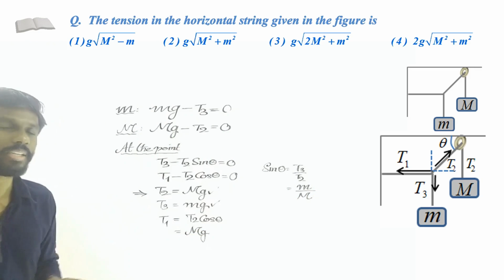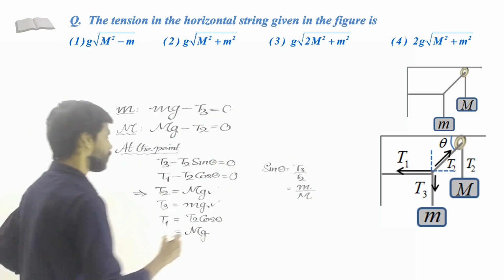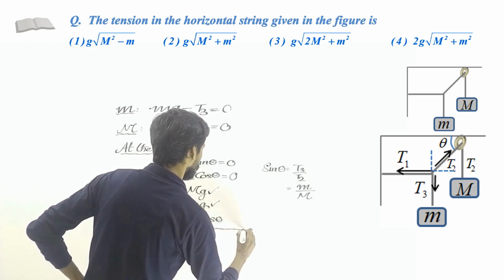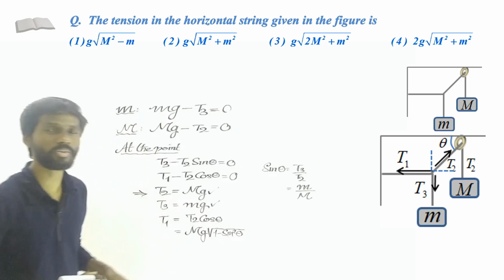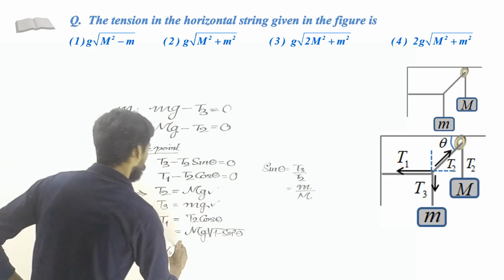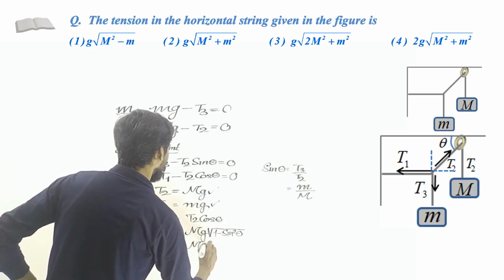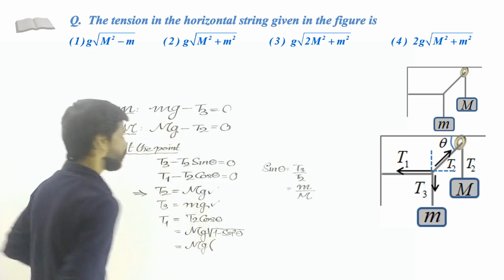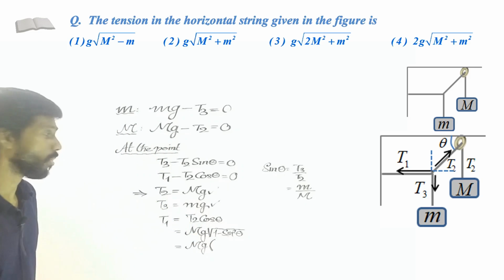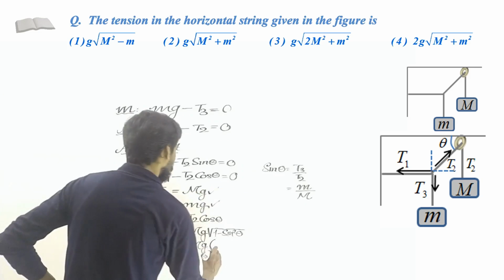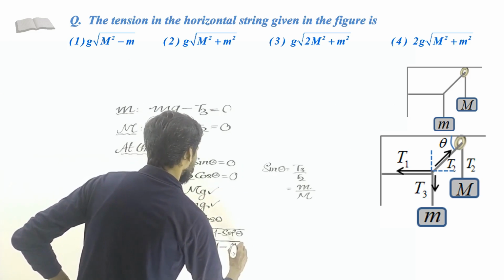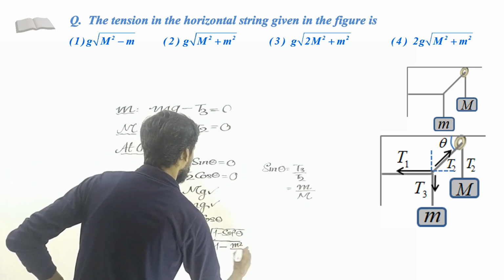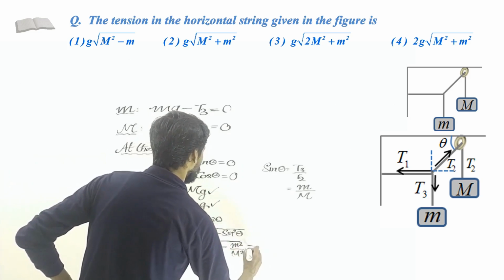But cos theta can be written as the square root of 1 minus sine square theta, since cos square theta plus sine square theta is 1. So T1 equals Mg multiplied by the square root of 1 minus sine square theta. But sine theta is known, so the square root of 1 minus sine square theta is the square root of capital M square minus small m square, divided by capital M. So that is the answer.